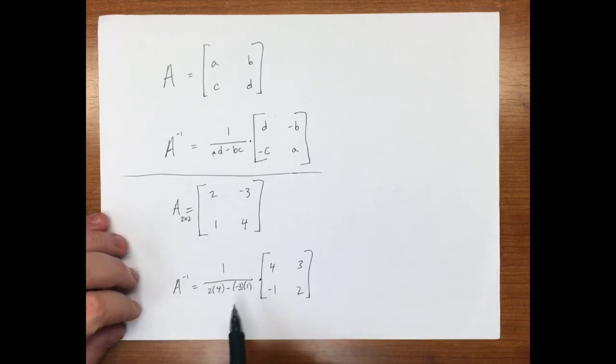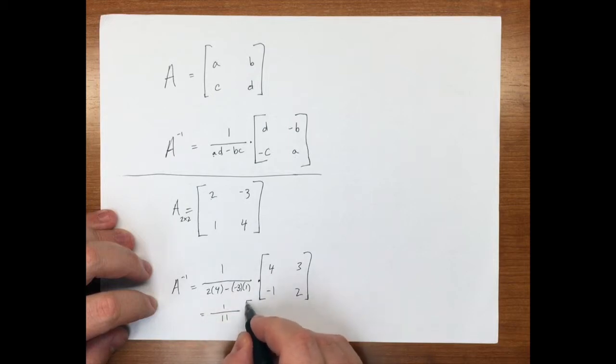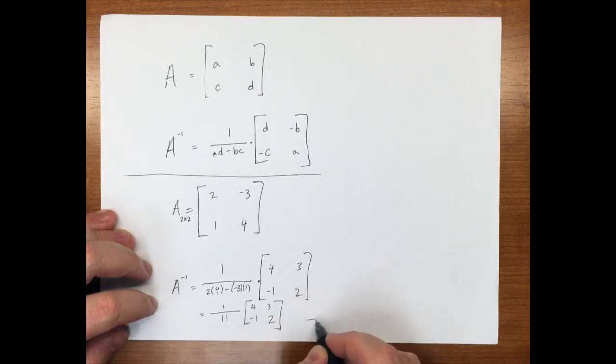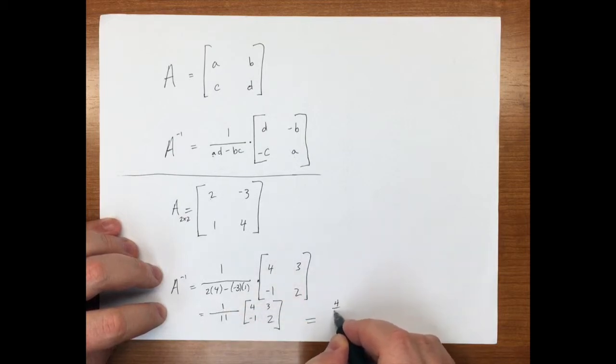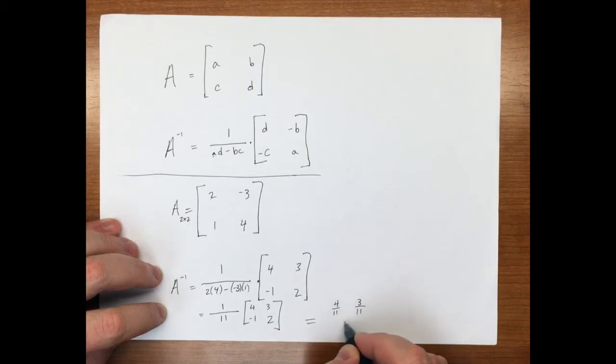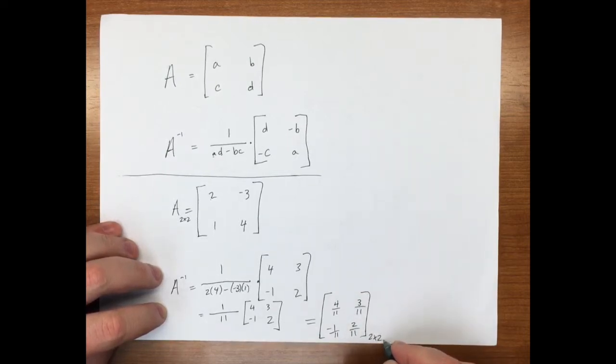Now, let's figure out what this fraction is when we simplify a little bit. This looks like 1 over, here we have 8 plus 3, so 1 over 11 times this matrix 4, 3, -1, and 2. So our inverse matrix is going to look like this scalar, 1 over 11, times our matrix here, which is just going to give us 4 over 11, 3 over 11, -1 over 11, and 2 over 11. So here is our inverse matrix, and notice the inverse matrix is also a 2 by 2 matrix.